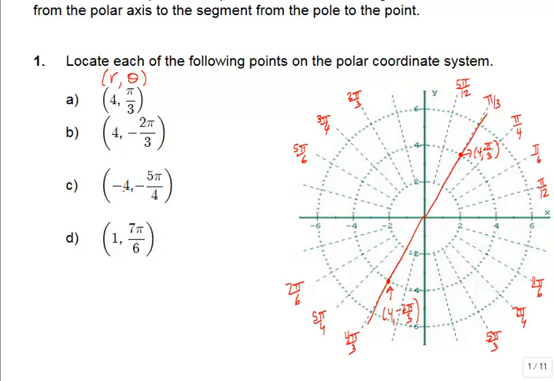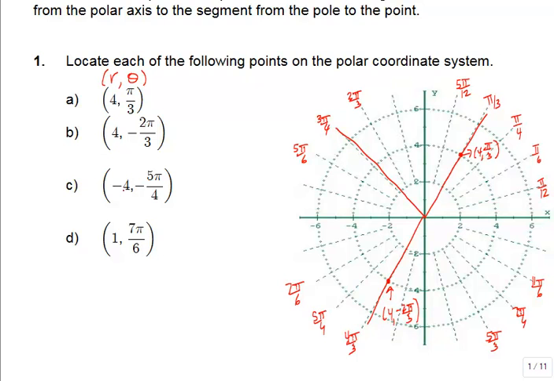This one is (-4, -5π/4). Let's locate the angle first. Now, positive 5π/4 is down here in quadrant 3. That would be from here going counterclockwise. So if we want to go negative 5π/4, we're going to start at the positive x-axis, but go clockwise, which would put us along this ray right here. So negative 5π/4 is really the same as positive 3π/4.